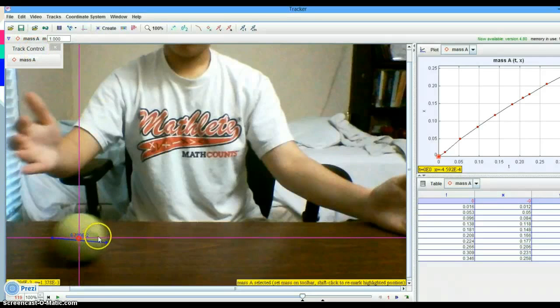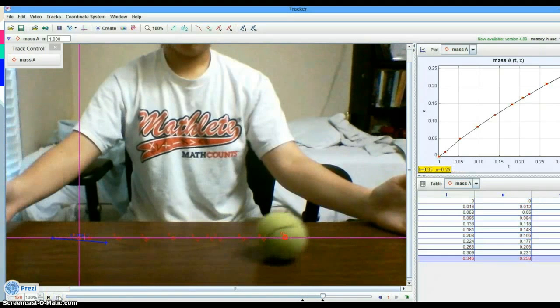Basically, you just hold down shift, and every time you click the center of the ball with your mouse, the frame will move on and Tracker will track where your ball's motion is. After you're done with that, it will look like this. As you can see on your right, the graph plots out the point where the ball is, with respect to time versus position. And here's a table for easy identification.